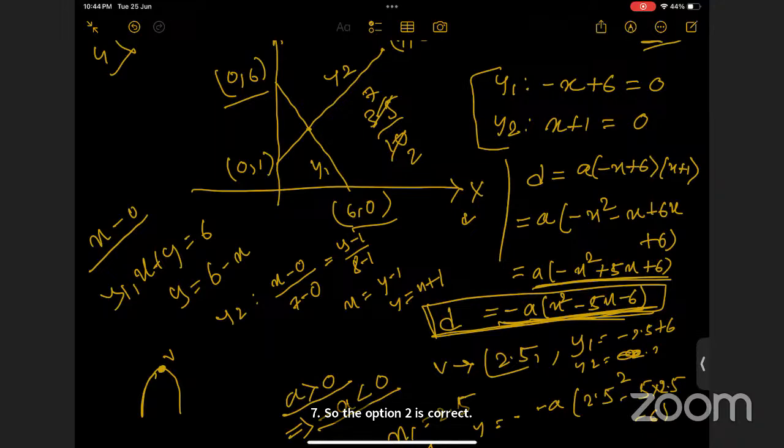You don't need to find the y coordinate of the vertex because we need to find the value of y1 and y2. So it is enough to find the x coordinate of the vertex. So is it now clear to you?